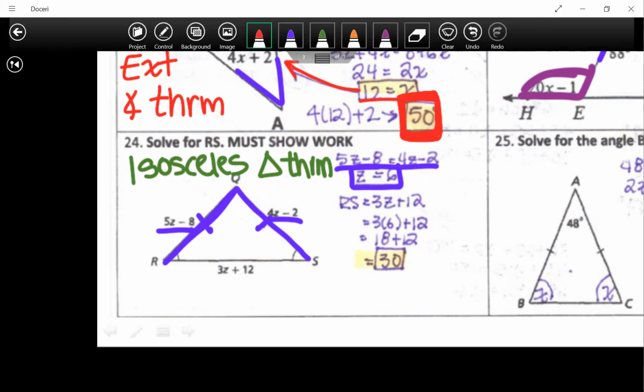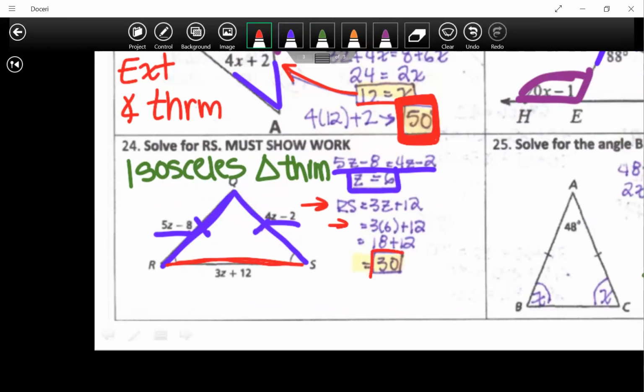It's asking us for RS, which we want to be able to plug back in. RS is 3z plus 12. I'm going to plug in my 6. 18 plus 12 is 30.